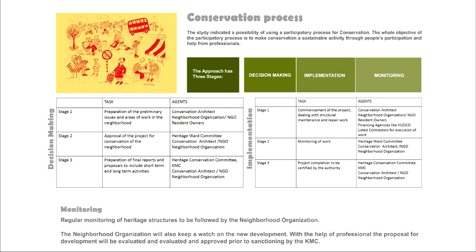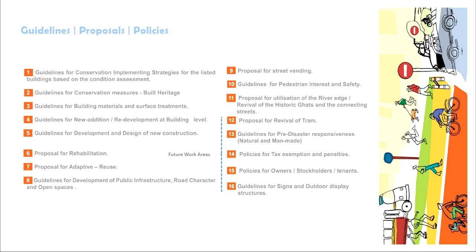The conservation process has 3 stages: decision making, implementation and monitoring. The stages have been further divided into sub stages based on the particular task and the supporting agents. For example, decision making stage 1, the task is to prepare a preliminary issue report, area of work in the neighborhood. The helping agents are conservation architects, NGOs, residents and owners. Following are the proposals, guidelines and policies, and also mentioning the future work areas.